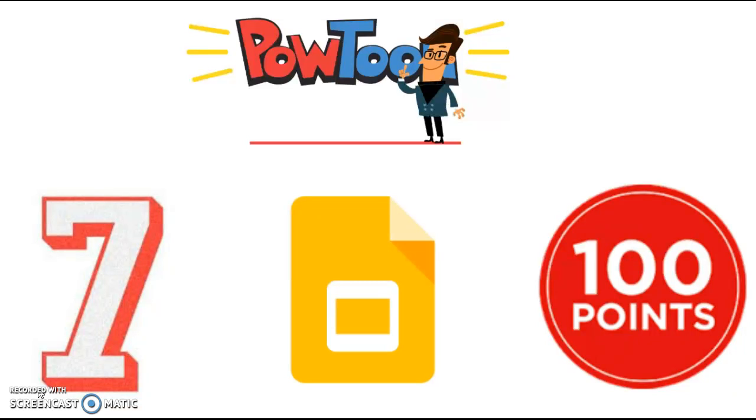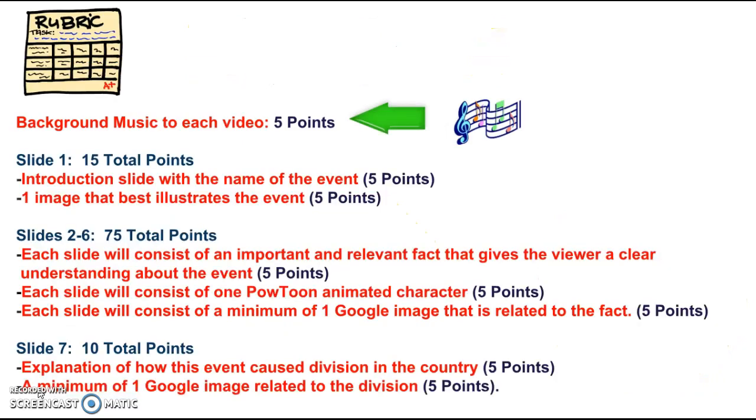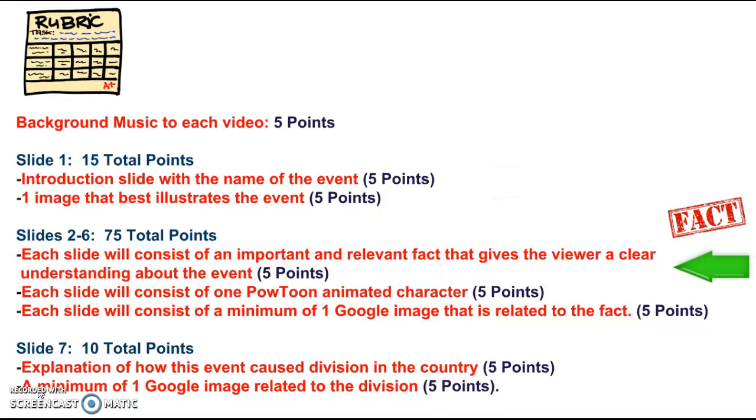Each of their videos will consist of 7 slides, and the breakdown of the rubric is going to equal 100 points. The first part of the rubric will require them to have some sort of background music for 5 points. Slide 1, which is the introduction slide, will have the name of the event and one image that they can Google that best illustrates the event.